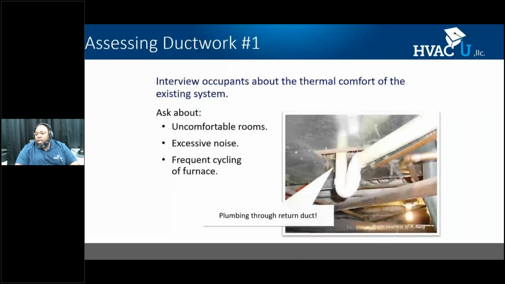Right? When you're evaluating the duct system, you always want to interview the clients. Typically, the clients are going to tell you exactly what the problems are, and you just have to listen to the client enough to understand what they're coping with. Ask about uncomfortable rooms, excessive noise, and frequent cycling of the furnace. These customers are experiencing this, and a lot of times, in my experience, it has been a duct system problem. And all the tools that we just talked about have always uncovered exactly what the problem was.